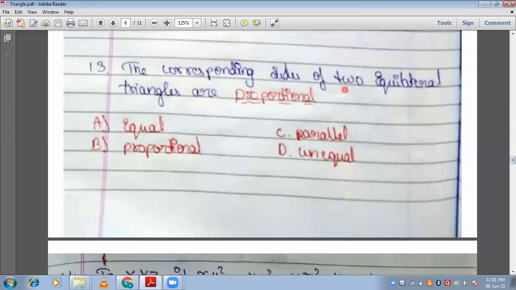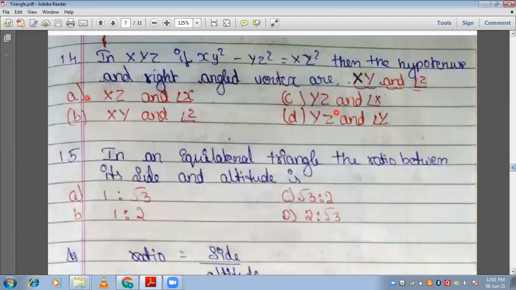The corresponding sides of two equilateral triangles are dash proportional. In triangle XYZ, if XY square minus YZ square is equal to XZ square, then the hypotenuse and right angled vertex are dash and dash. Which one is the hypotenuse side? And the right angled vertex? So look here. I will take one triangle.